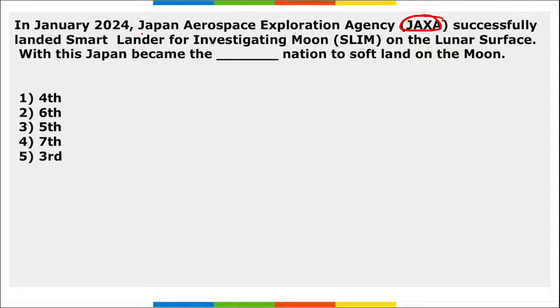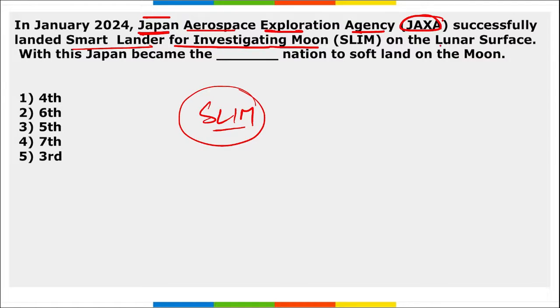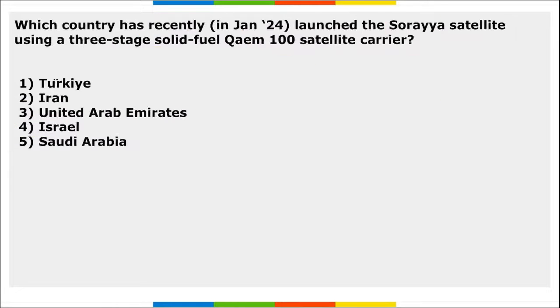Next, JAXA. JAXA is the space agency of Japan, that is the Japan Aerospace Exploration Agency. They have successfully landed SLIM. SLIM stands for Smart Lander for Investigating Moon. This was landed on the lunar surface. With this SLIM, Japan became the fifth nation to soft land on the surface of the moon. Which was fourth? It was our India.